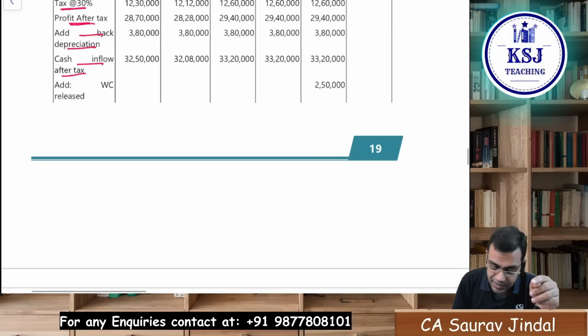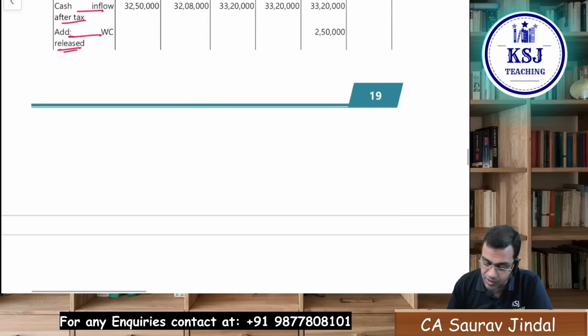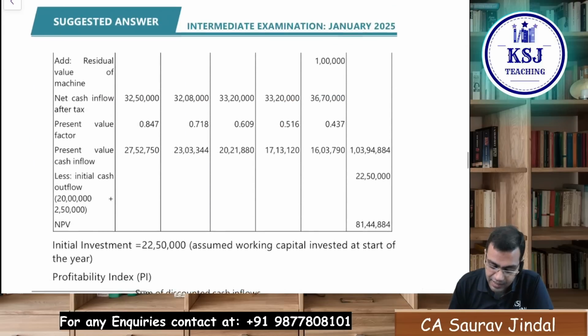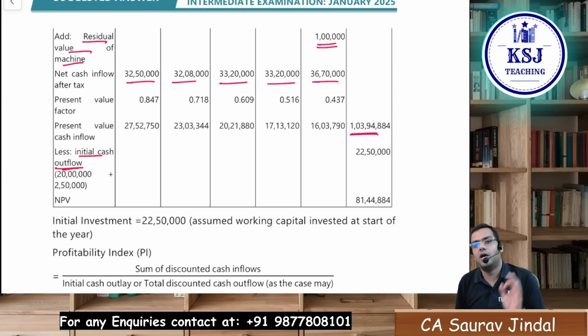Add back working capital released. Working capital will be released at the end of the period because nothing is mentioned. So we are assuming it at the end of the period. 2,50,000 release of working capital, and the residual value of the machine will also be there, 1 lakh. So net cash flows will be this. Calculate the present value less the initial cash outflow. Initial cash outflow will be how much? 20 lakhs cost of machinery plus 2,50,000 of working capital, if we assume that working capital is being invested at 0 period, right?